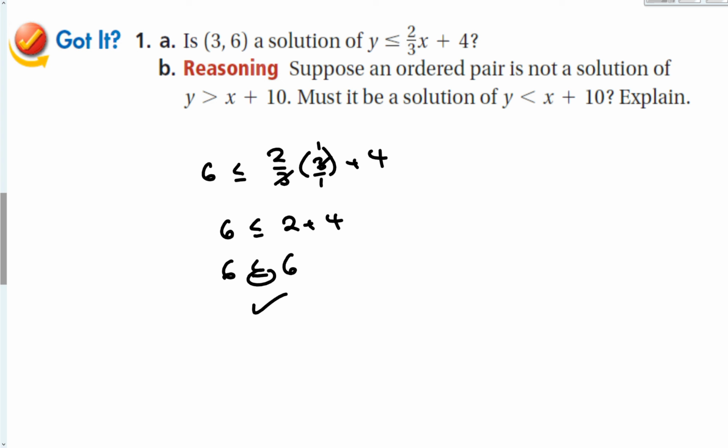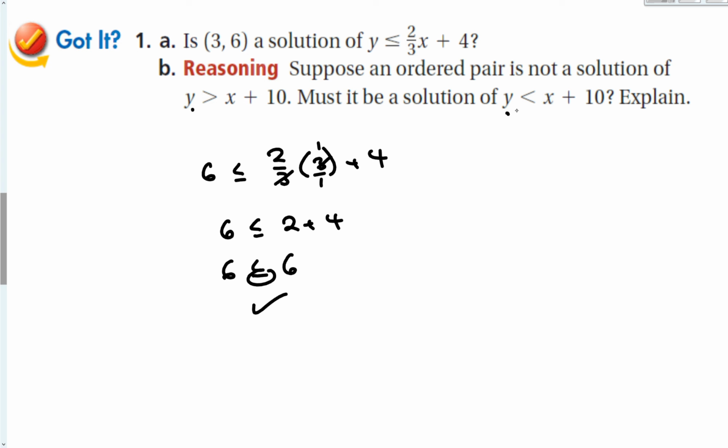Reasoning question: suppose an ordered pair is not a solution of y is greater than x plus 10. Must it be a solution of y is less than x plus 10? And this is a tricky question. You would think it either has to be greater than or less than. The answer here is no, because in order to be a solution in one set or the other, they have to be completely opposite. Greater than or less than doesn't say anything about equal.